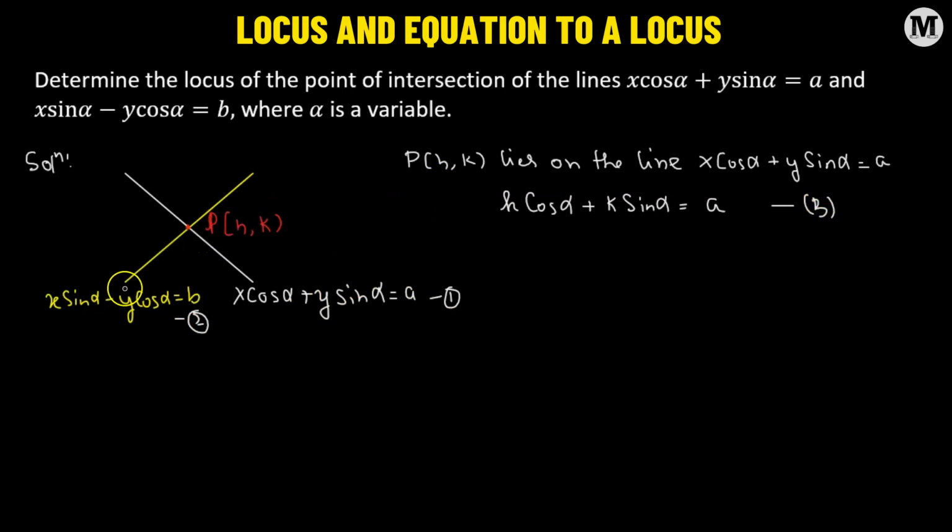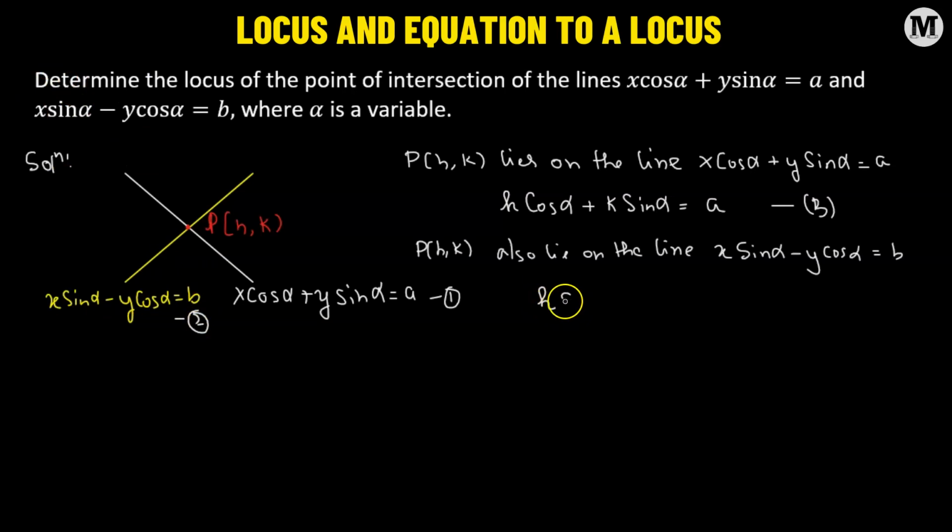Next, we can also use the same logic here. P also lies on the second line, equation number 2. So that means it is also going to satisfy the equation of the line as given in equation number 2. So equation 2 is going to become h times sine alpha minus k times cosine alpha. So this will be equal to b. Let's name it as equation number 4.